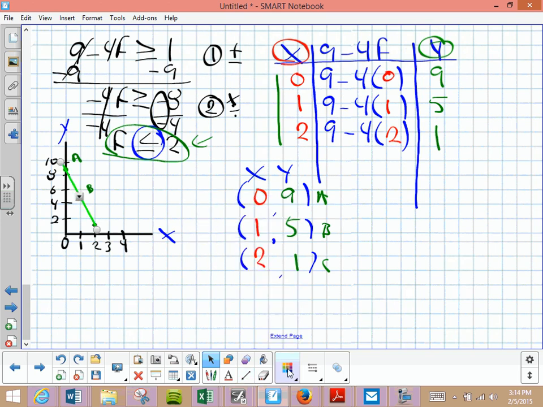And you're done. That's it. Which direction is the line going though? Down that way, or which direction on the X? Left or right?